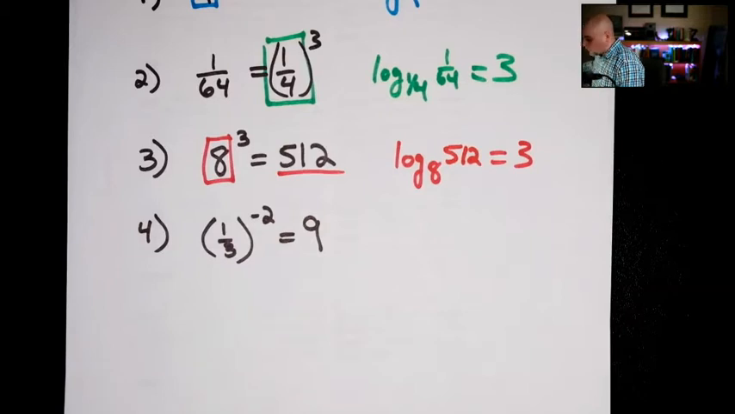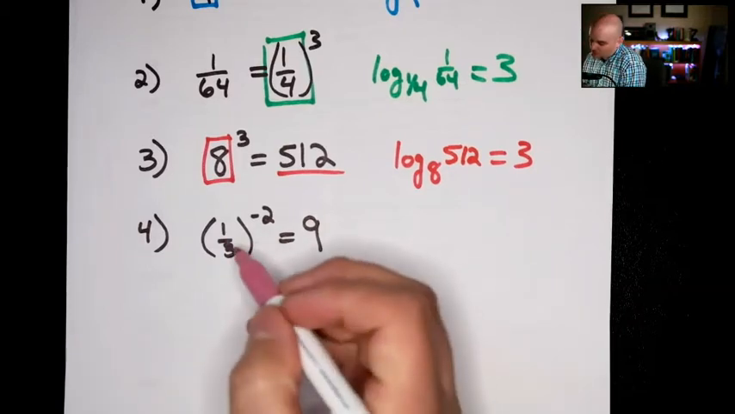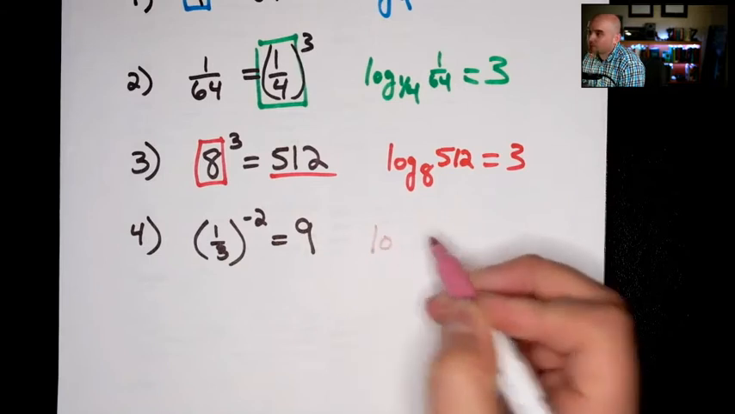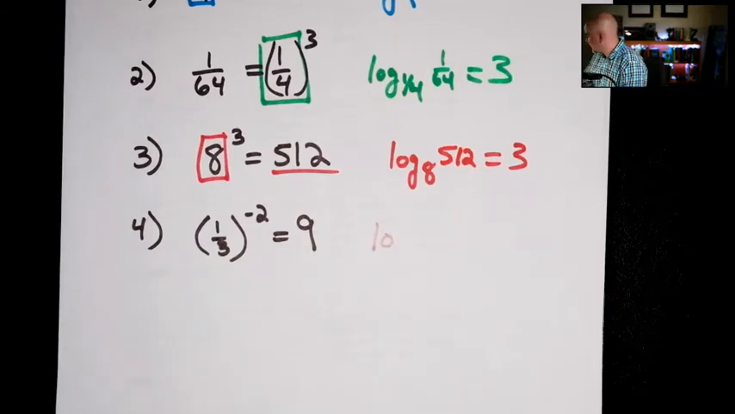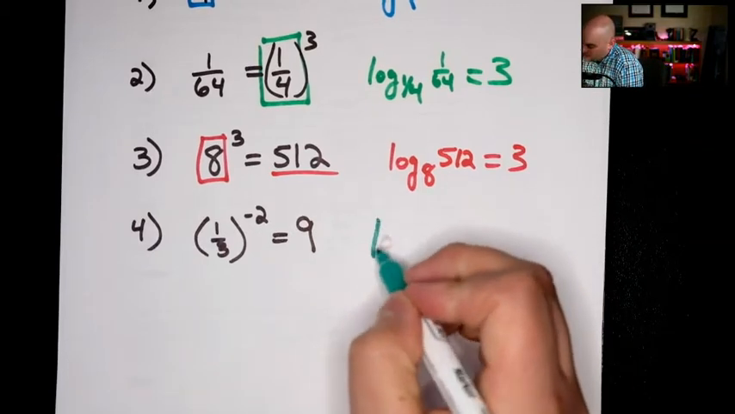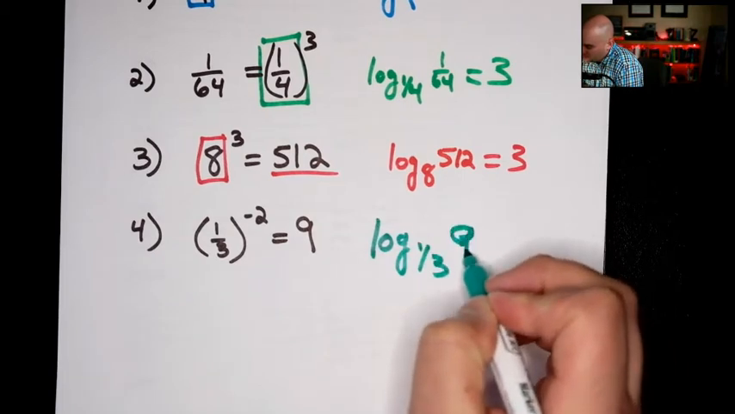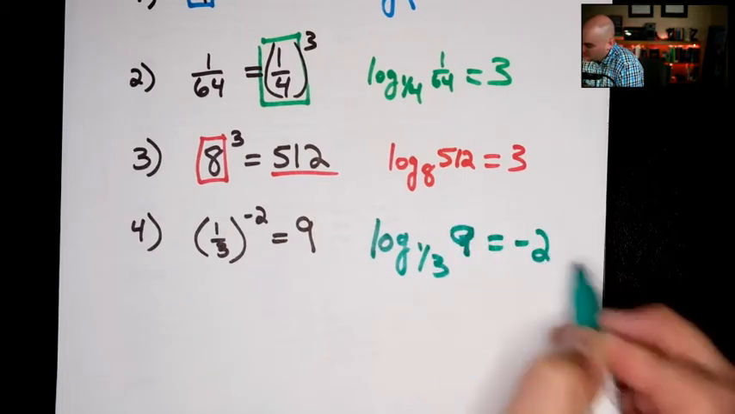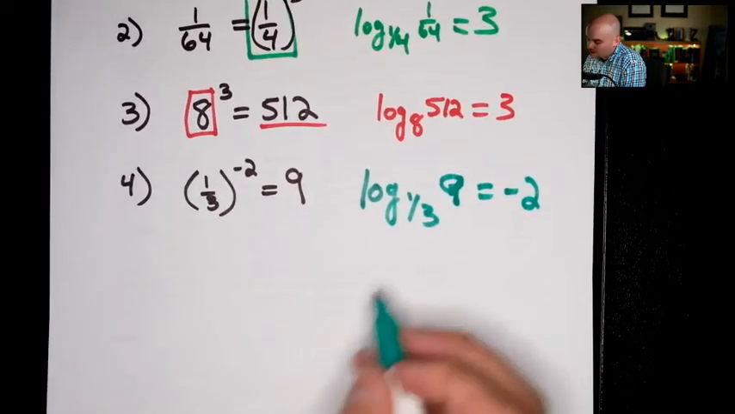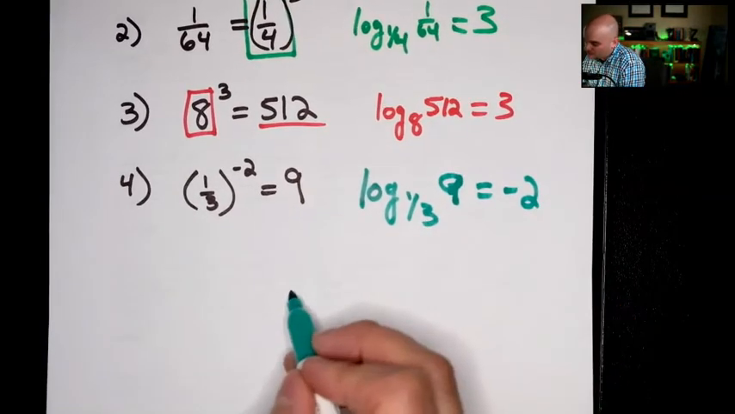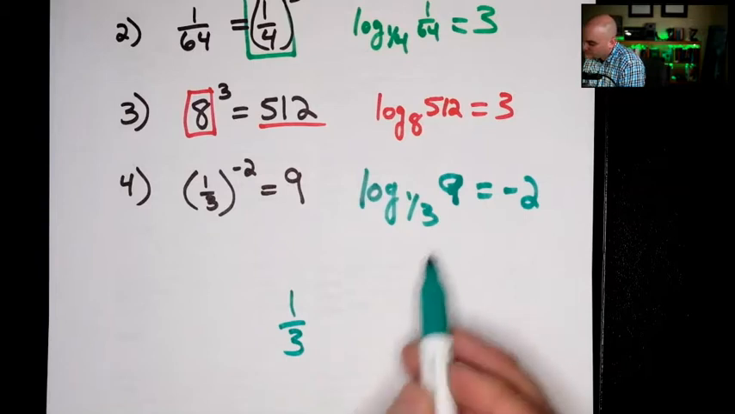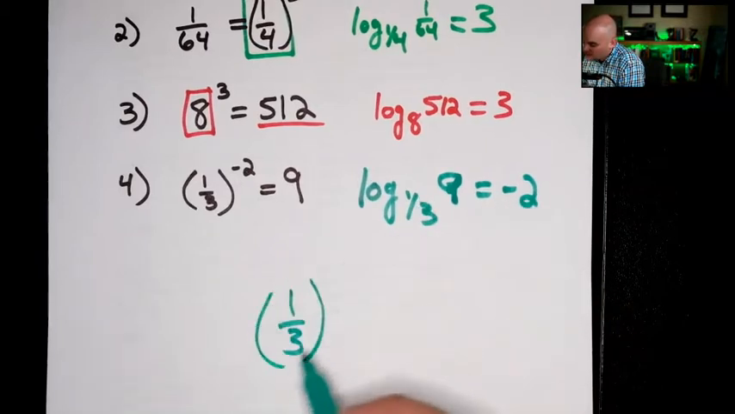Next one, we've got a base of 1/3, so my logarithm, oh, that's a horrible marker, I'm not going to use that one. My logarithm is going to be base 1/3, and it is of 9. That must equal the exponent -2. Think about what that means. That means if I take the 1/3 and I raise it to the power of -2, that should equal 9.